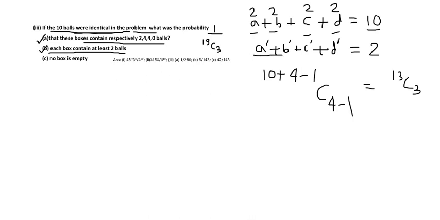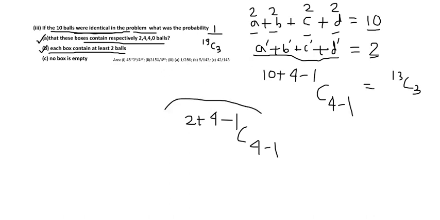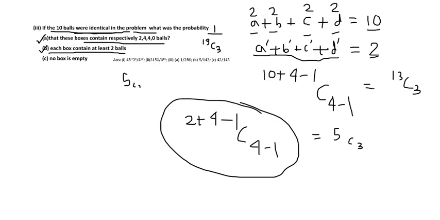So now what are the different possible values of A prime, B prime, C prime, D prime? That you can easily find out: 2 plus 4, that is 6, minus 1, C 4 minus 1. So this is the favorable cases corresponding to this event. So what will be the probability? The favorable cases are basically 5C3. So the probability will be 5C3 by 13C3. So for the second case the answer will be 5C3 divided by 13C3.